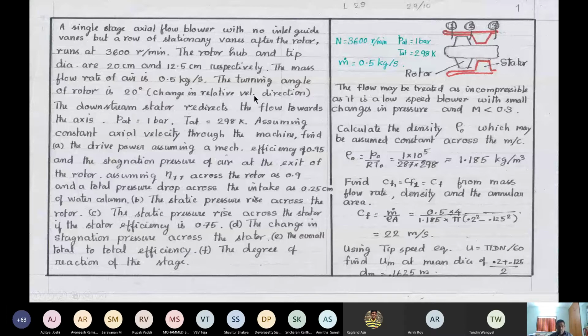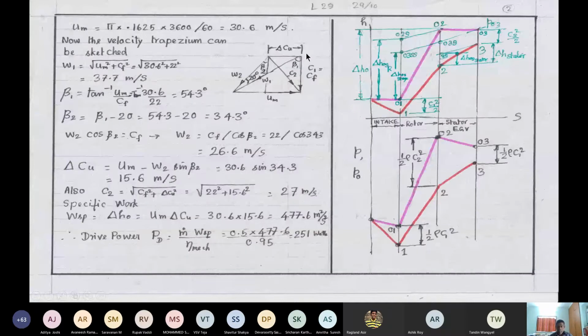Okay. So once you know beta 1, graphically you can construct the inlet triangle. Then here, with 20 degrees you draw a line W2. Then a horizontal line you can draw from this top corner. The velocity triangle is complete.